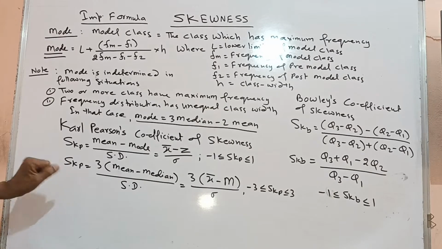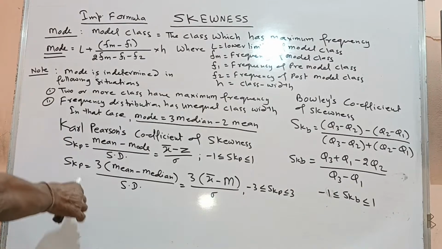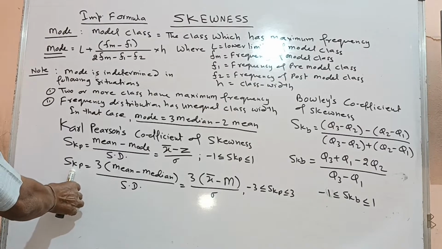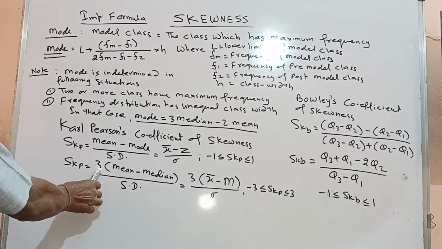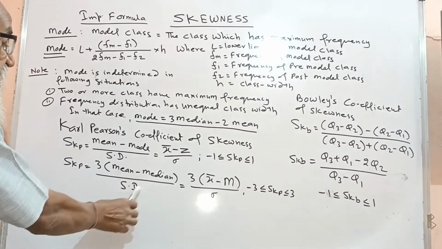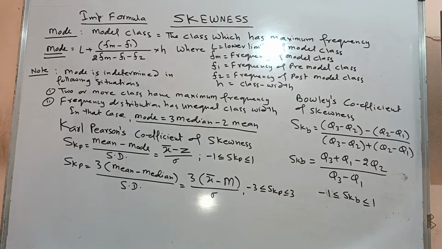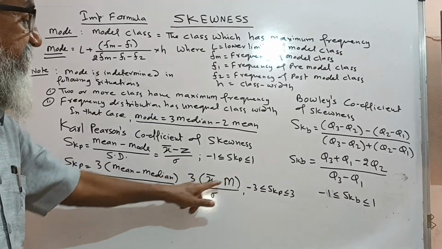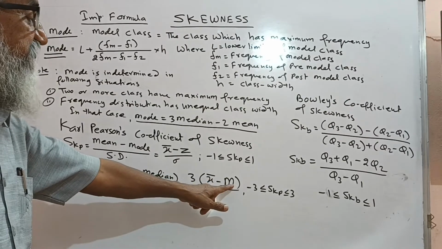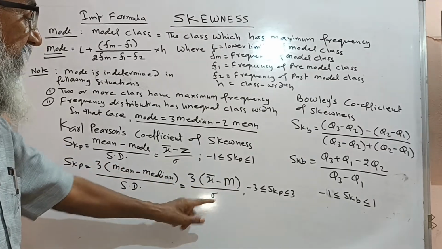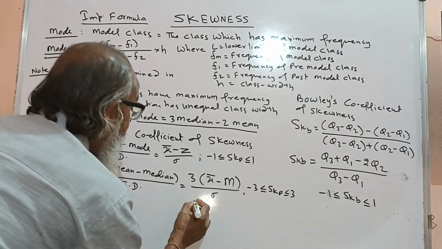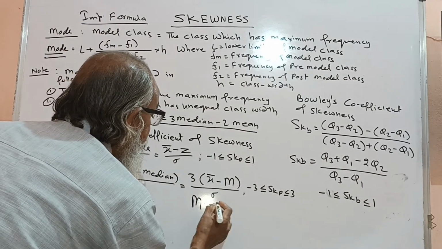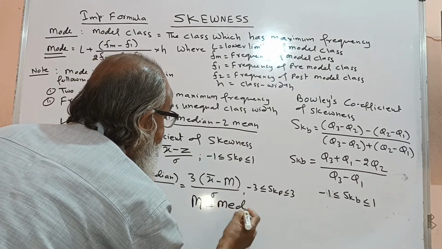If we are not able to find the mode, then we can use this formula. SKP is equal to 3 into (mean minus median) upon standard deviation. That is 3 into (x bar minus M) upon sigma. Here capital M stands for median.